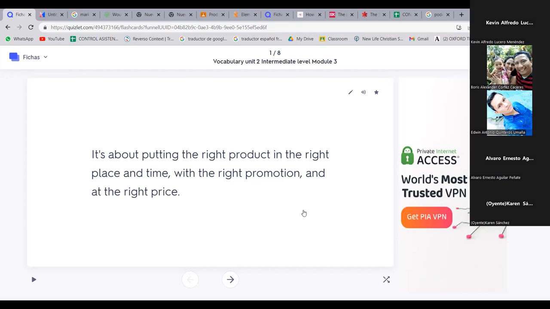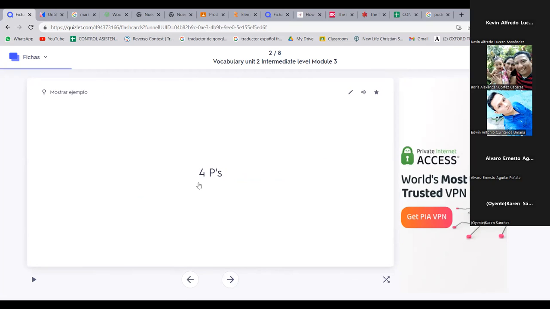What is the marketing mix? It's about putting the right product in the right place and time with the right promotion and the right price. Very good, Kevin. And thank you, Lorena, too. So let's look. What does the four P's stand for? P is for product, P is for place, P is for promotion, P is for price. Very good. So the order, well, actually product and price go together and place and promotion go together too. So let's say product, price, place, promotion.